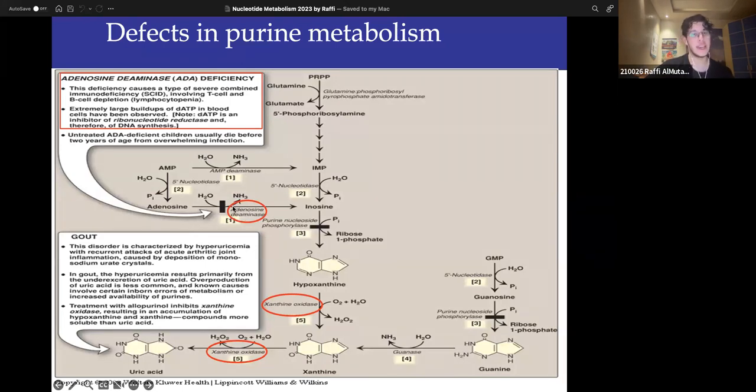If we have a deficiency in this enzyme, what we will have is a disease called SCID, severe combined immunodeficiency. As a result of this, we will have no T and no B cells. We will have lymphocytopenia. All right, so the B and T cells, they're gone. And there will also be large buildups of deoxy ATP in the blood. But what's more important to remember is that they will not have immune cells. Because of this, they can't fight infections. So a lot of these patients die before the age of 2 because of an infection.